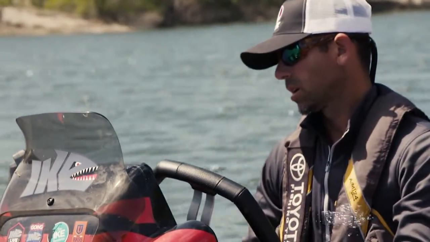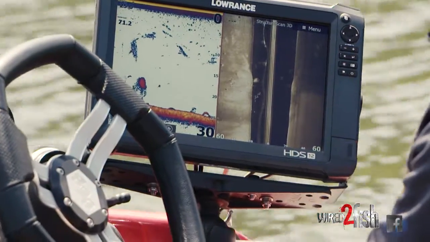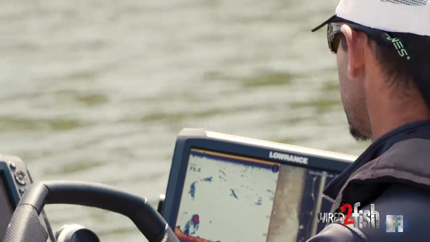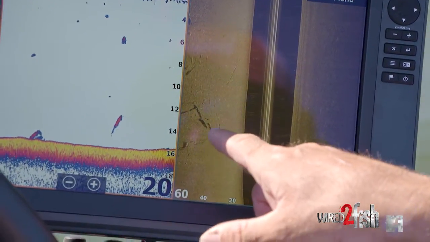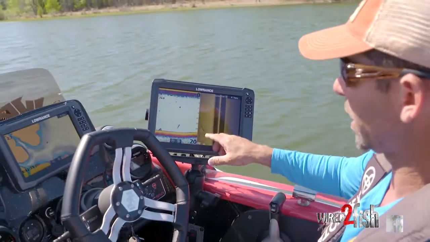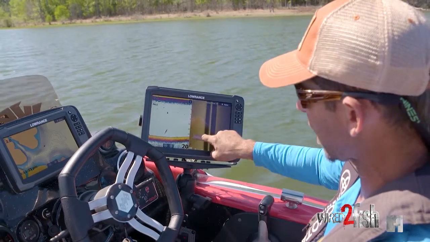We're out here in deeper water trying to find where these fish are going to relate to. You know, we're looking right now, this is the Lowrance Carbon HDS 12, and we're looking at an isolated log pile out here on the left. And when I see something like this, it's real easy for me to mark it. And I want to identify areas of change.